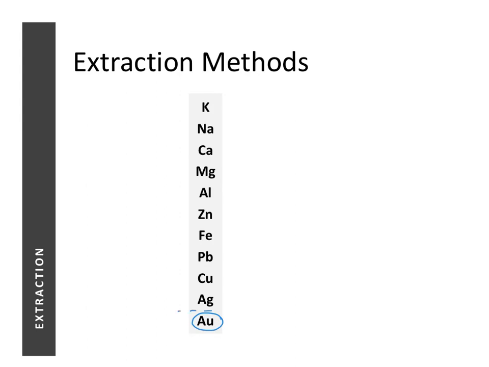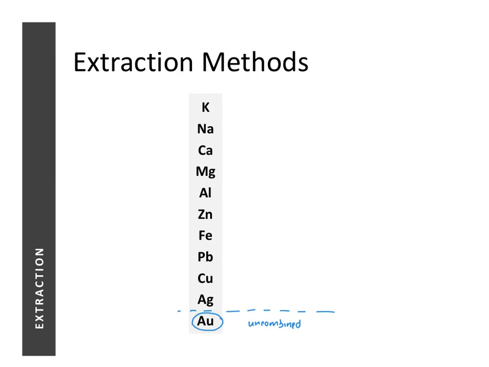So what happens is that if you were to find gold in nature, it will be in its uncombined state. That means it's not combined with any other elements. It is pure gold itself. So there's no need to extract. There's no need for further reaction. It is already pure gold.